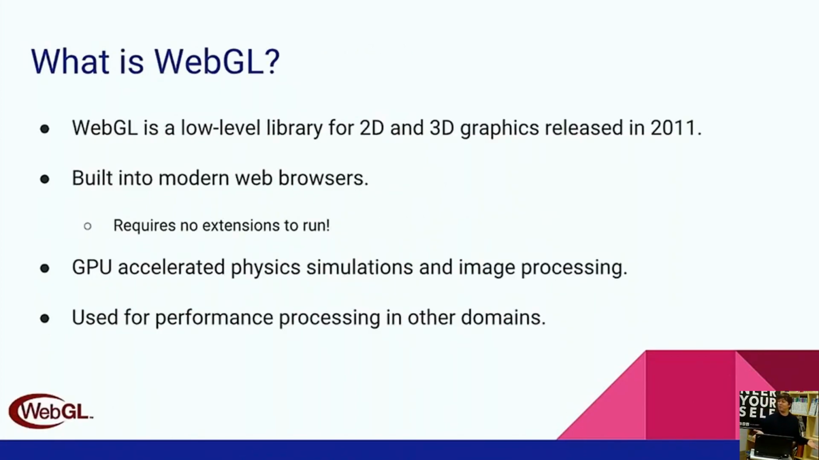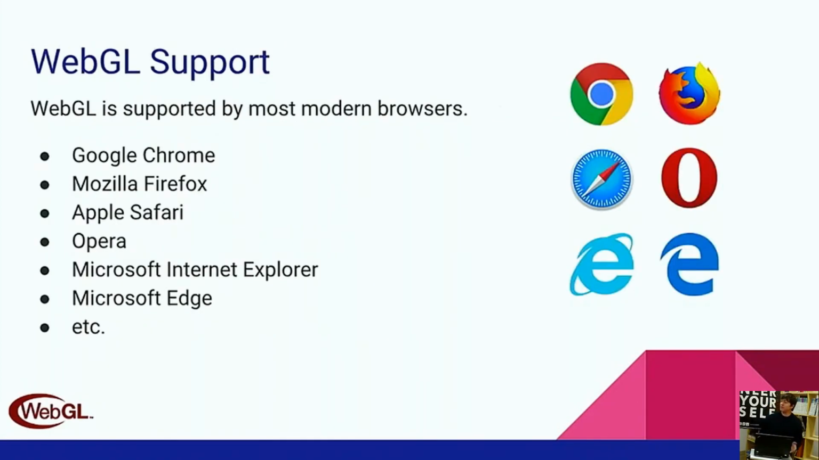So, what is WebGL? WebGL is the low-level library for 2D and 3D graphics built into a web browser. This means it requires no extensions to run. And if you remember back in the day, in the 90s or early 2000s, if you wanted to have 3D or animation, you needed a plugin. Well, now you don't because of WebGL. WebGL provides accelerated graphics and also physics simulations and image processing, and some of the libraries used for performance processing in other areas. It's widely supported. All your browsers are here.